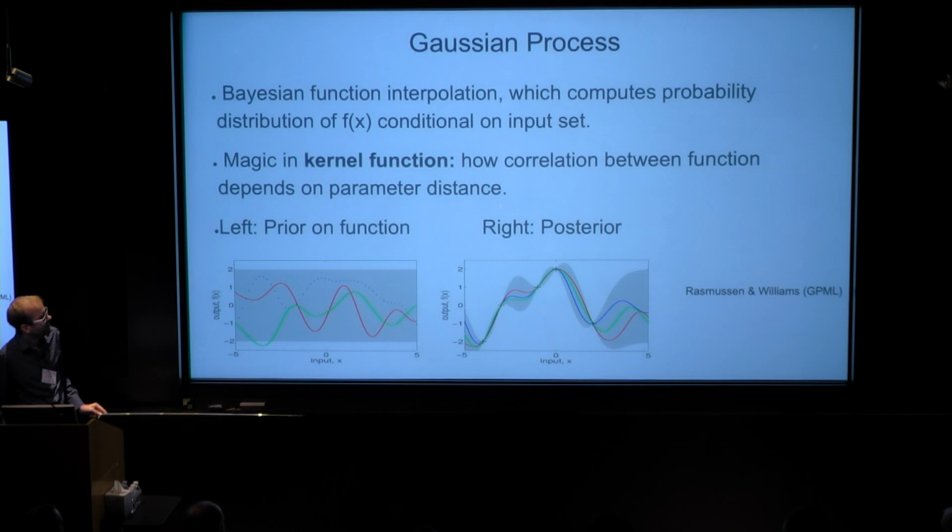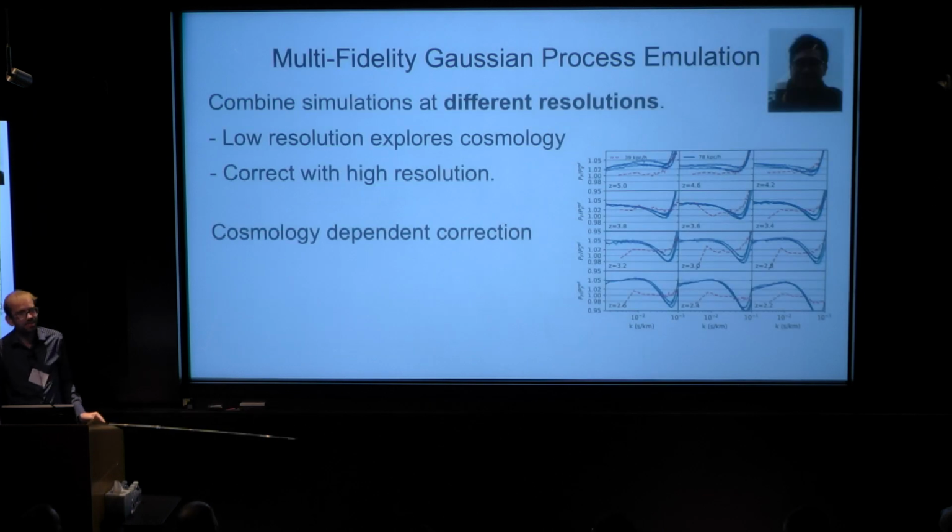So instead of just using a Gaussian process to interpolate between a bunch of simulations, we are using a multi-fidelity Gaussian process, which is built by Mingfeng, who is sitting at the back there. The idea here is to combine simulations at different resolutions. So you will build an emulator, a Gaussian process model, for low-resolution simulations, and then you'll use some small number of high-resolution simulations to correct it, right?